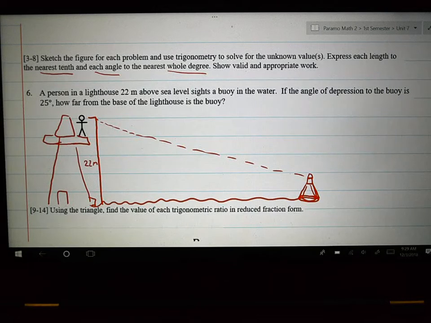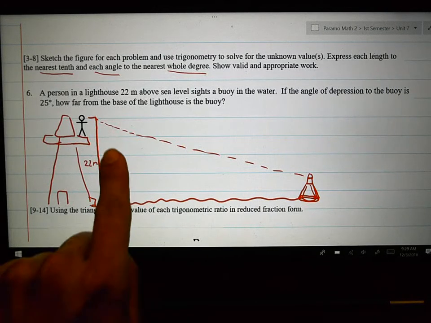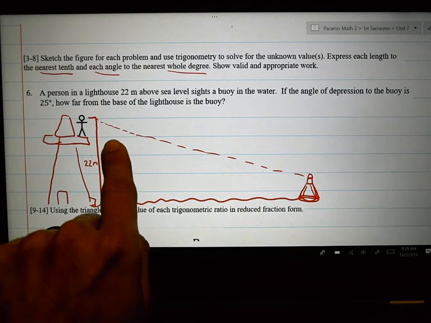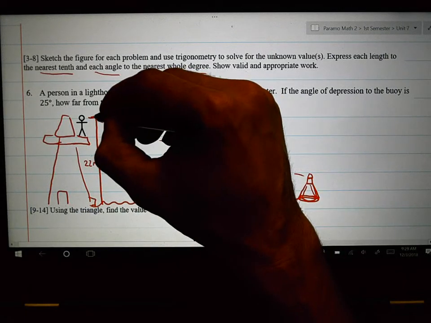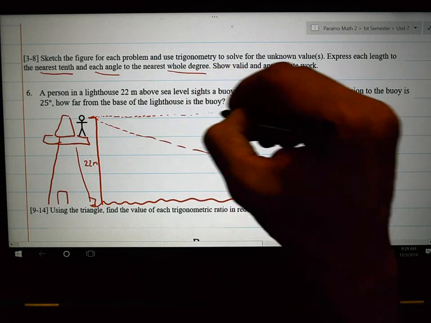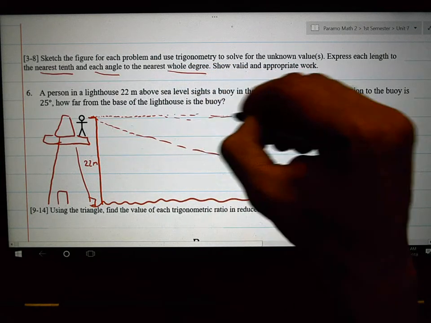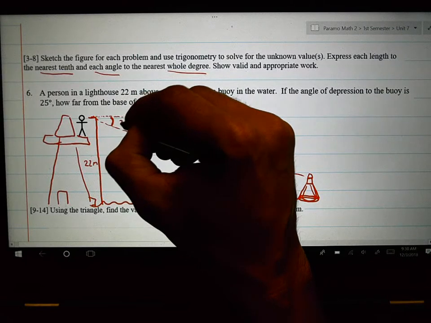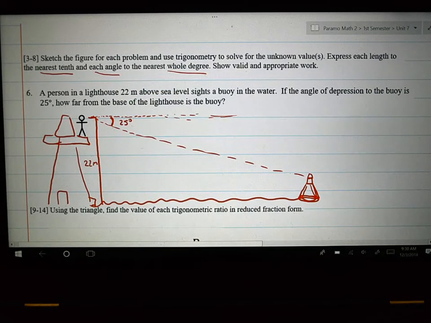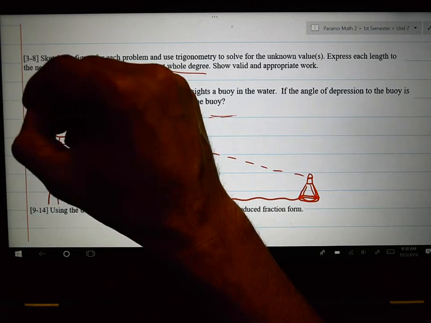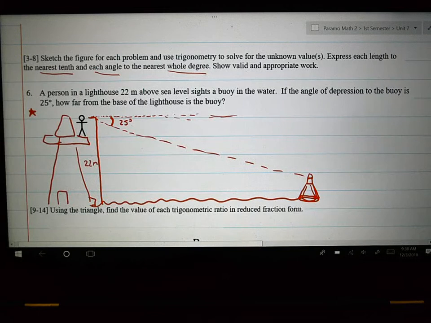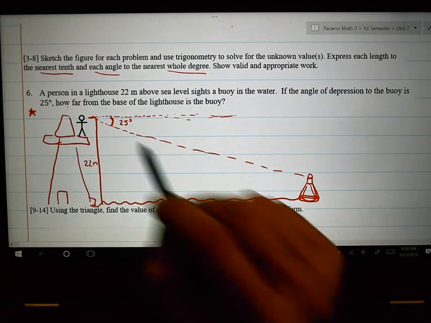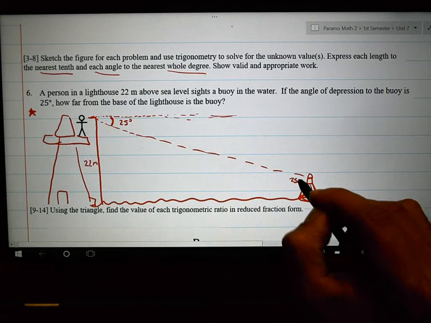lot of students make mistakes. The 25 degrees does not go here. The 25 degrees is always from eye level or from horizontal. So imagine that there is this horizontal line right there. And from horizontal down is 25 degrees. That's the angle of depression. I cannot tell you how many times students get that one wrong just because they put the 25 in the wrong spot. From horizontal down is 25 degrees, and that angle of depression is the same thing as the angle of elevation from the buoy. Up.